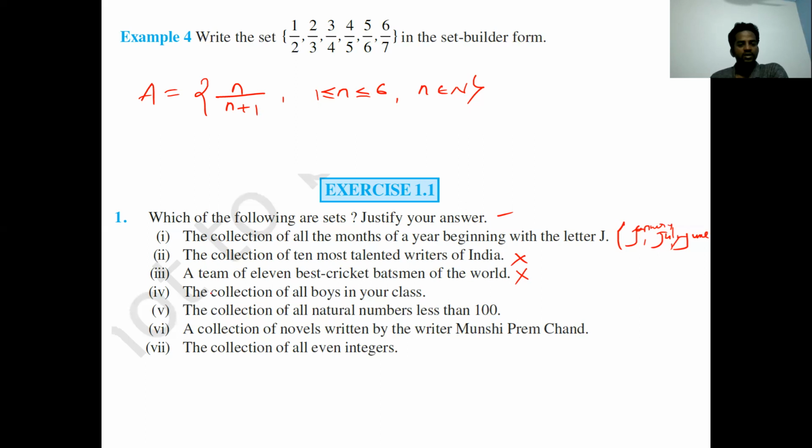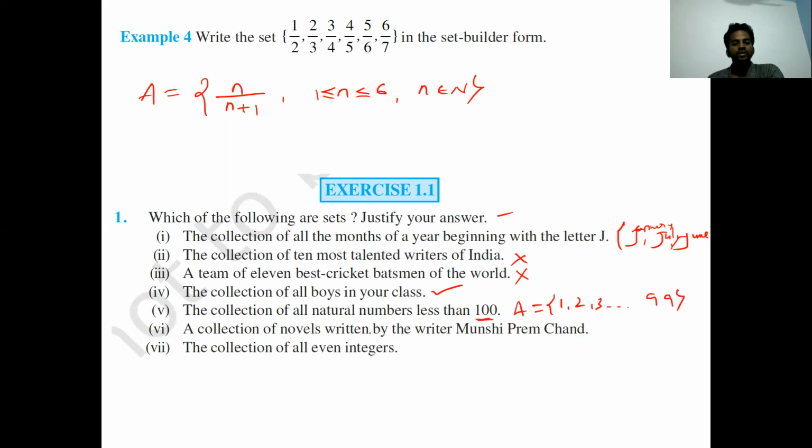See the next problem, the collection of all boys in your class. Yes, it is a set, because in your class, according to the attendance list, you will get the exact value. It will not change, it will be a unique answer, therefore it is a set. Next question, the collection of all natural numbers less than 100. Yes, you can write A equal to 1, 2, 3 up to 99, since 100 is not included.